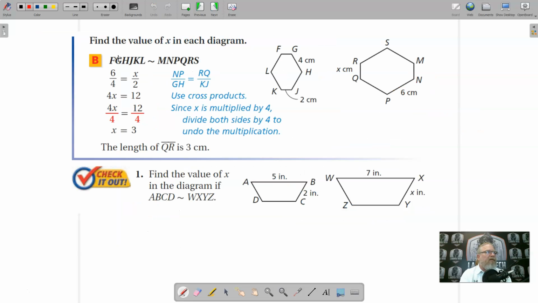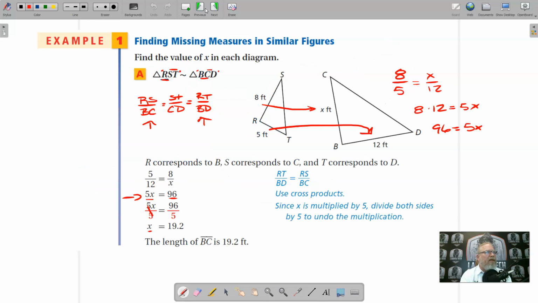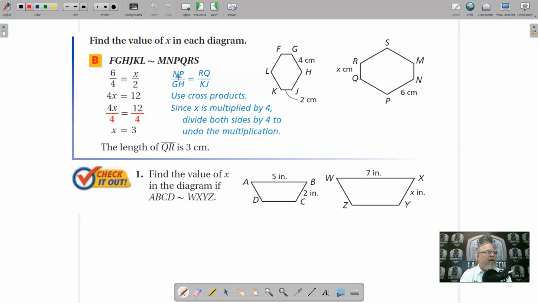Let's look at the next one. Find the value of X in each diagram. Well, a few more sides here, a few more than what we had last. Triangles? Yeah, triangles. So here we have, notice that there's 1, 2, 3, 4, 5, 6 points on each figure. So we have 1, 2, 3, 4, 5, 6 points in each side of the similarity statement.